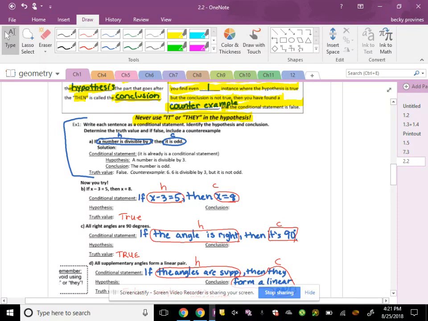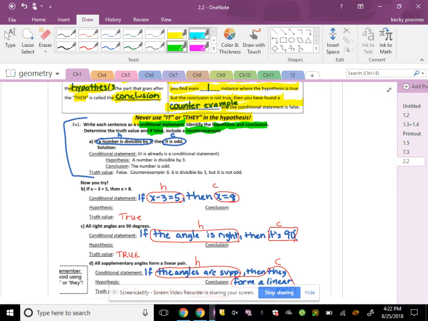So we're going to write each conditional statement, identify the hypothesis and the conclusion, determine the truth value, and if false, provide a counterexample. There's a lot there. There are a lot of vocab words already. A conditional statement is a sentence in if-then form. It's nice because they already did that in example 1 here. Then, label the hypothesis and conclusion: hypothesis first part, conclusion second part. Determine the truth value, which means you're going to tell me if it's true or false. And if it's false, you have to tell me why by showing a counterexample.